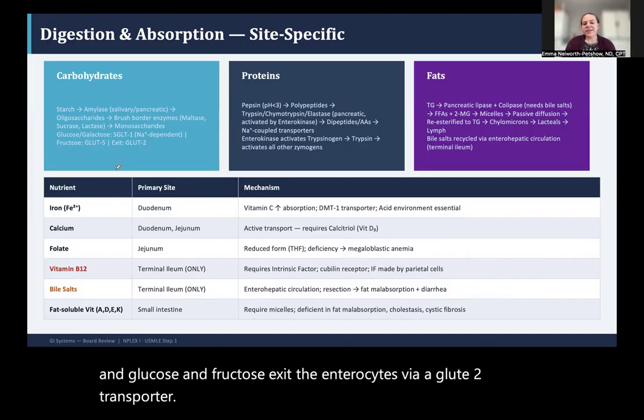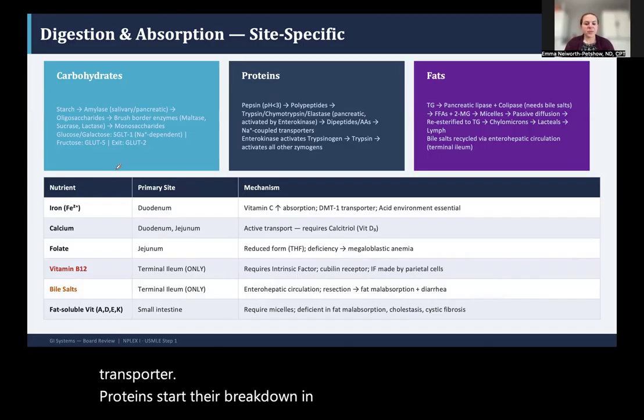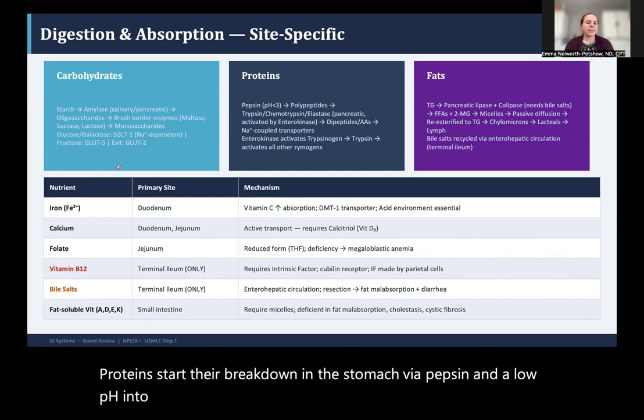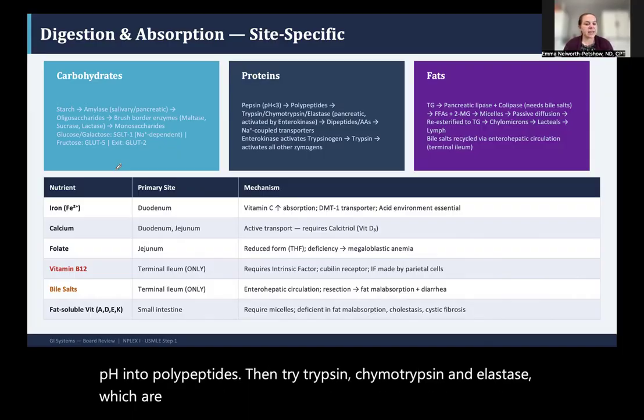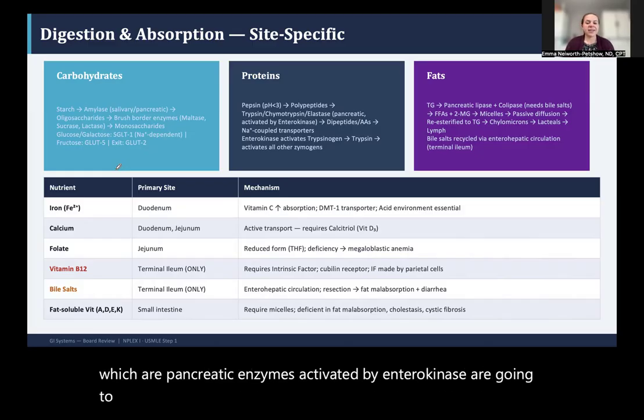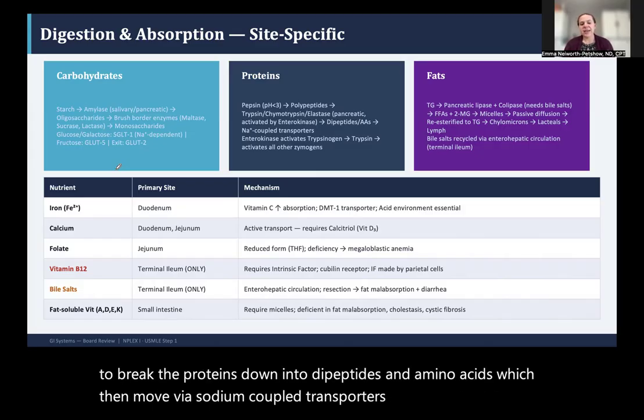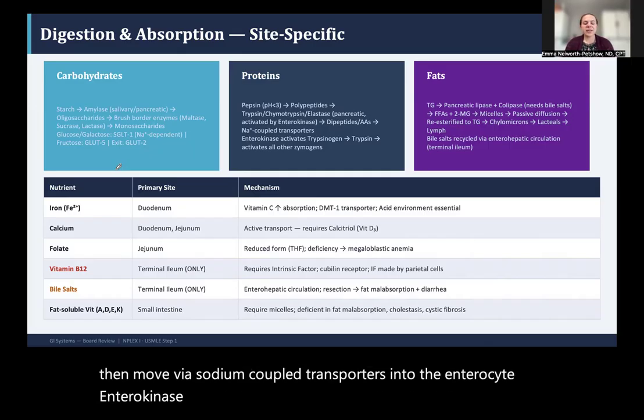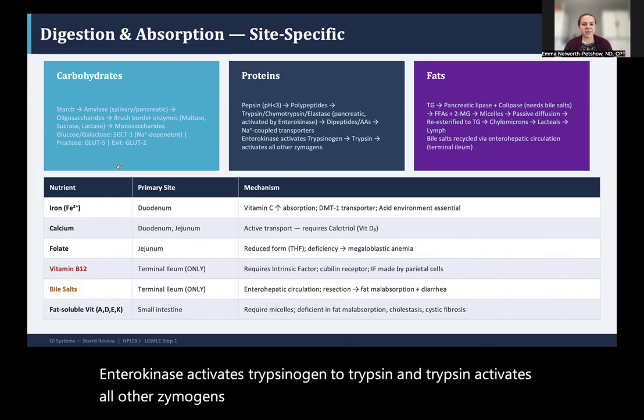Proteins start their breakdown in the stomach via pepsin and a low pH into polypeptides. Then trypsin, chymotrypsin, and elastase, which are pancreatic enzymes activated by enterokinase, are going to break the proteins down into dipeptides and amino acids, which then move via sodium-coupled transporters into the enterocyte. Enterokinase activates trypsinogen to trypsin, and trypsin activates all other zymogens, or inactive enzymes.